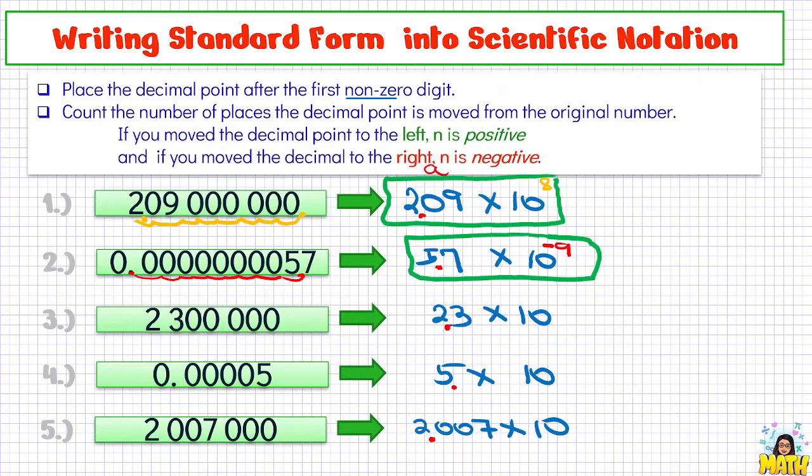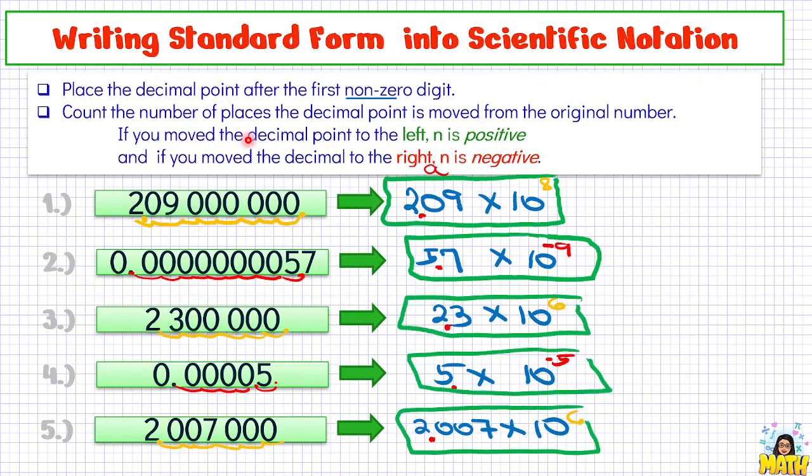So let us continue. For number 3, naging 2.3, we move it 6 places to the left, therefore that is positive. For number 4, 5 places to the right, and this now will become negative. While for number 5, naging 2.007, so that is also to the left, our exponent will be positive. Okay? We have written this standard form into scientific notation.